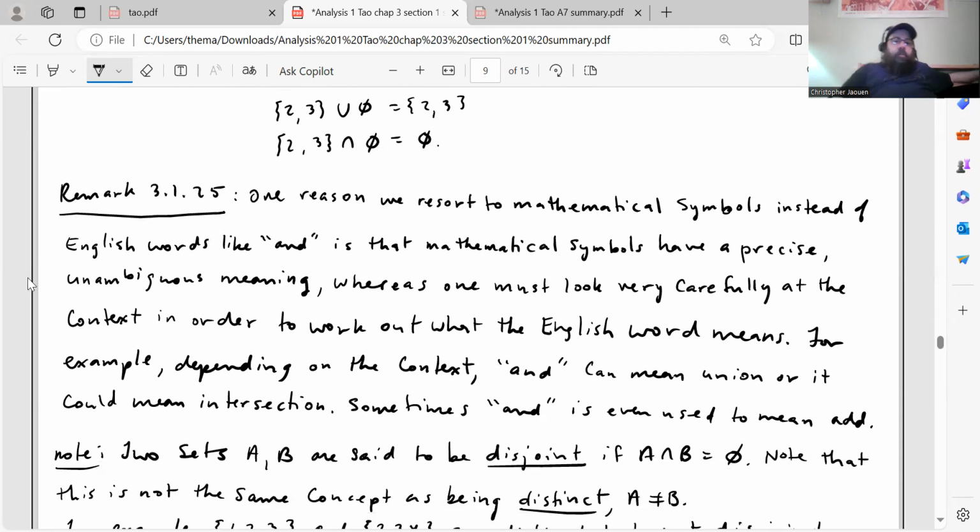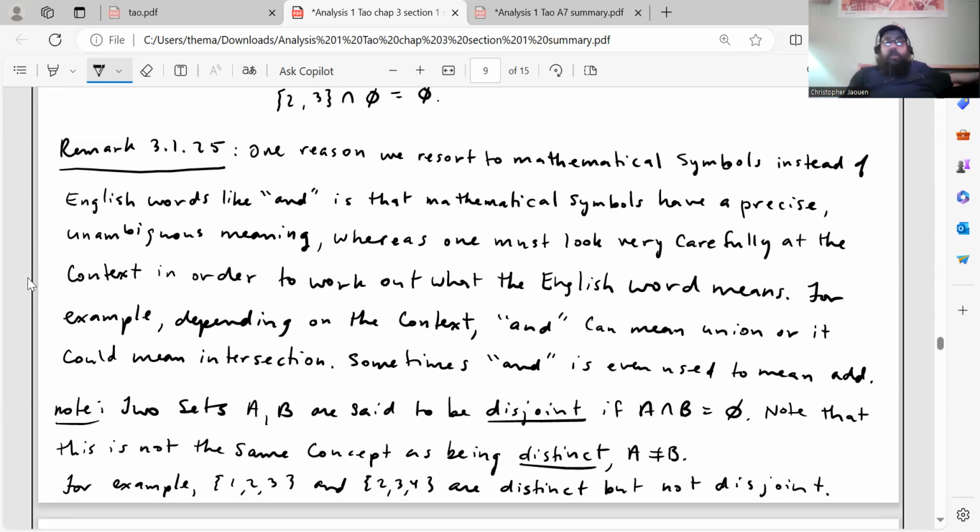Okay, remark 3.1.25. One reason we resort to mathematical symbols instead of English words like "and" is that mathematical symbols have a precise, unambiguous meaning, whereas one must look very carefully at the context in order to work out what the English word means. For example, depending on the context, "and" can mean union or it could mean intersection. Sometimes "and" is also used for addition. So that's why mathematical symbols are important, because they're unambiguous and precise.